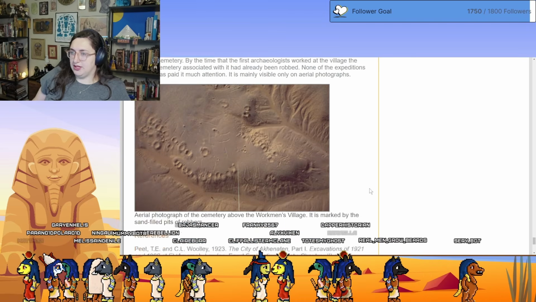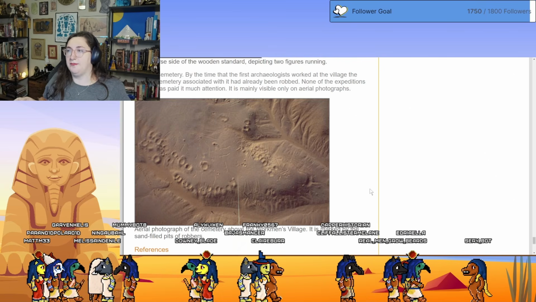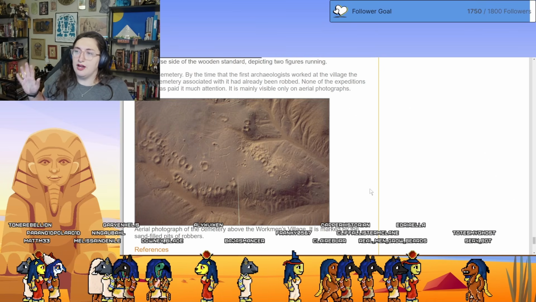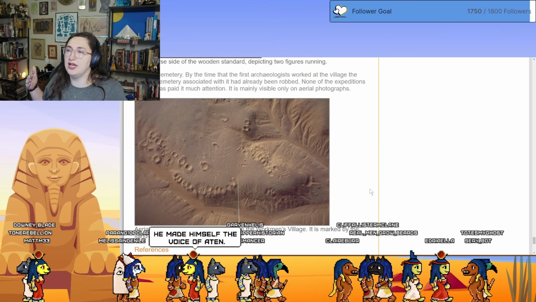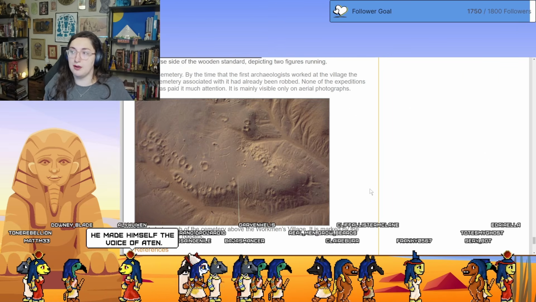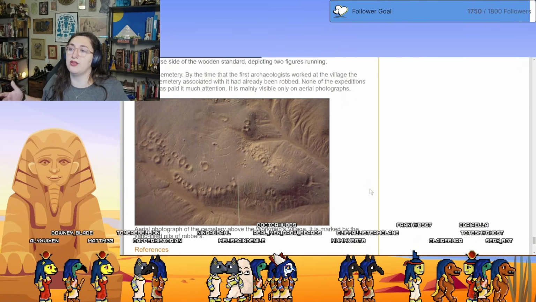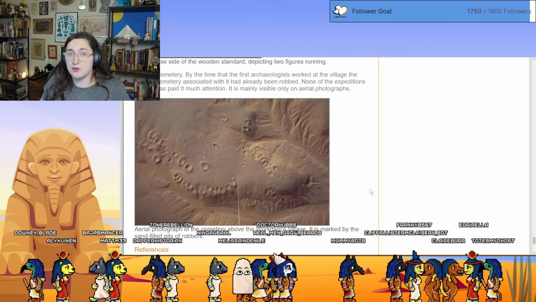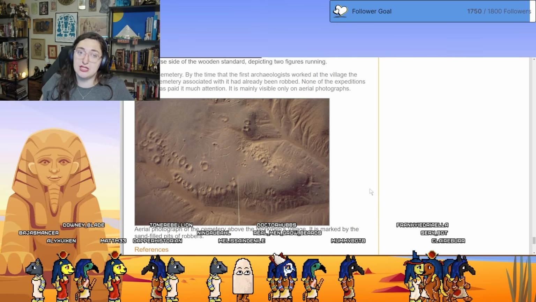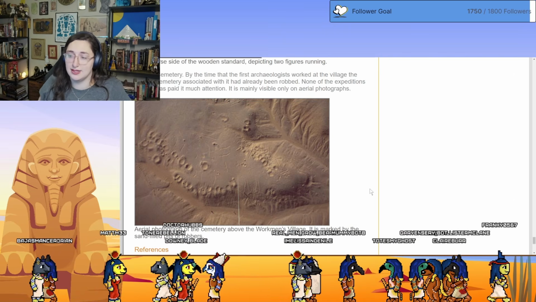This might be the last one. Yes, the last part of the workman's village in general is the cemetery. Unfortunately, it says by the time the first archaeologists worked at the village, the cemetery associated with it had already been robbed. None of the expeditions have paid it much attention. It's mainly visible only through aerial photographs. We do know that the Amarna project has worked a lot on this cemetery and other cemeteries and found really, really cool things since then.